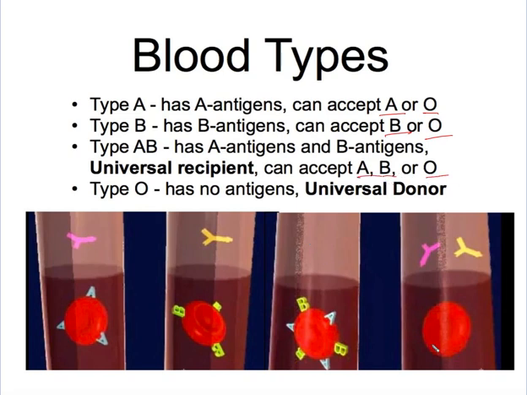This is called the universal recipient. It can accept A, B, AB, or O. And then type O over here has 0 antigens, 0 proteins on it. It's just a red blood cell. This is called the universal donor because everybody can take type O. Again, we're ignoring Rh factor at this point, but we'll get to that here in a second.